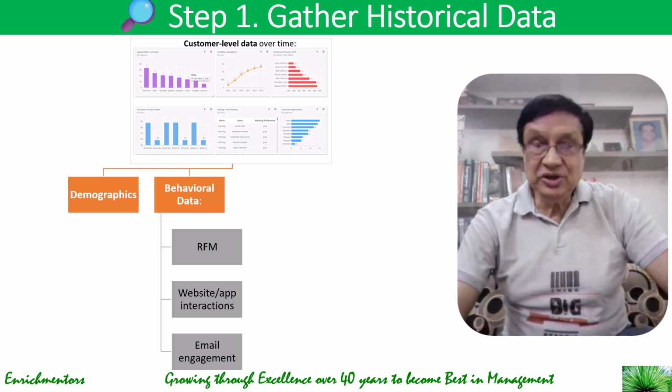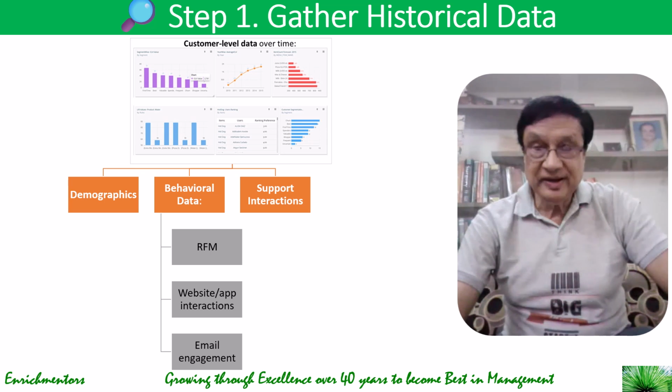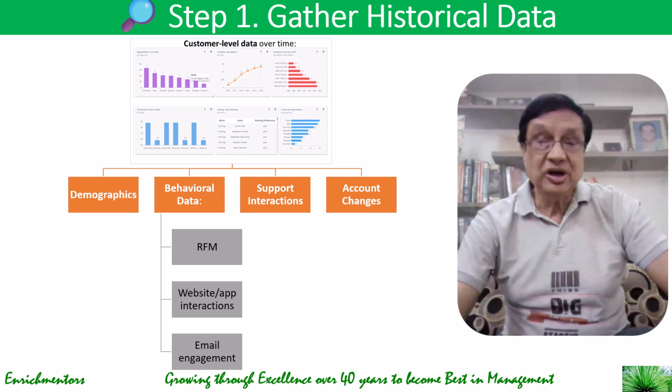The third thing that you need to gather would be support interactions, tickets raised, resolution time, sentiment, and also you can look at account changes in terms of planned downgrades, cancellations, or complaints. Now remember to use structured data at a customer time level, customer and months. So gathering needs to be on two dimensions.